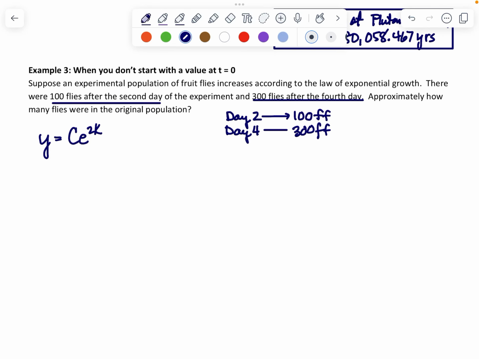Okay, we're picking up on 5.2, growth and decay. This is AP Calculus BC and Alanator here, and we have when you don't start at a value of t equal to 0 for one of these growth and decay problems.